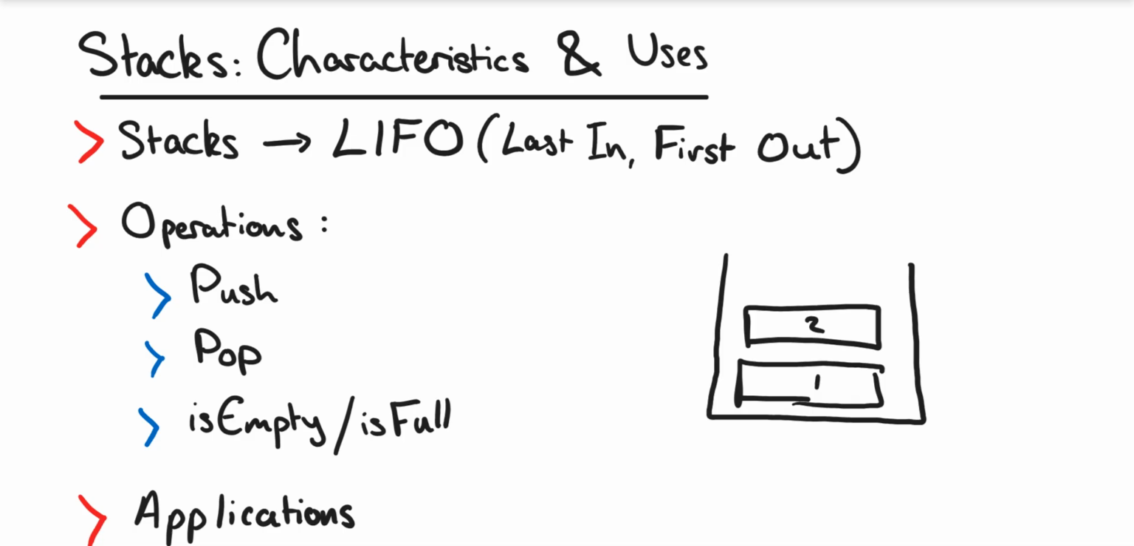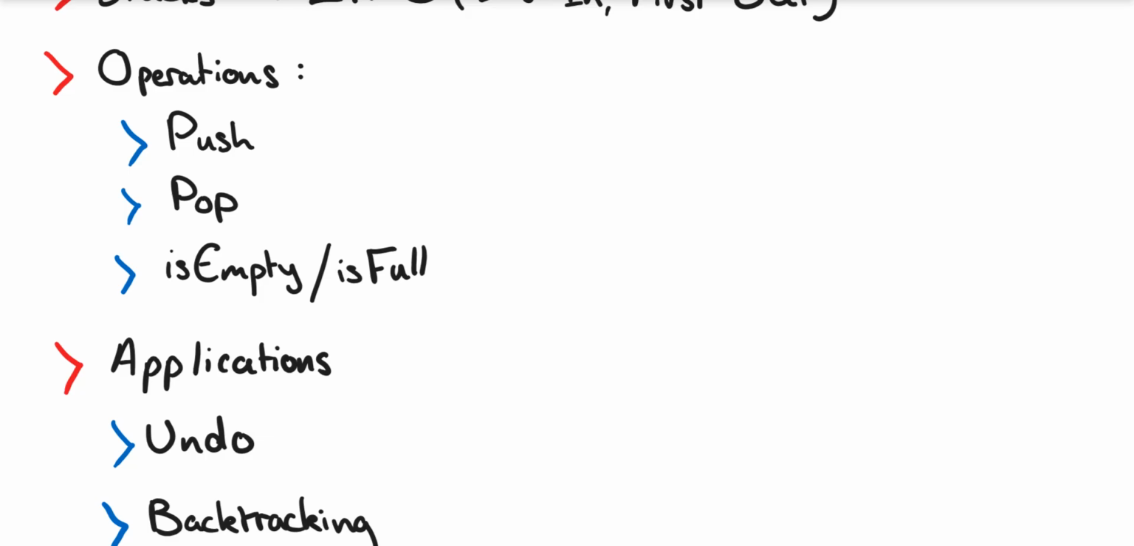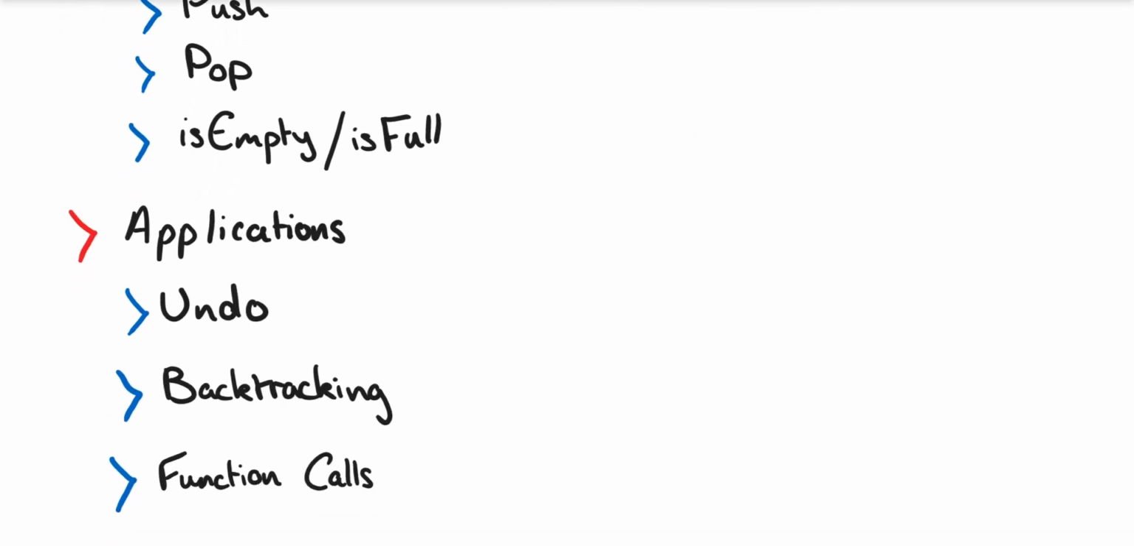The two main operations that define a stack are push, which adds an item to the top, and pop, which removes the top item. There's also isEmpty and isFull, which just check if the stack is empty or full. Stacks are used in backtracking, undoing or redoing in software, and tracking recursive function calls. Even the call stack in your computer is a stack. They're simple but powerful because of how controlled the access is. You can only deal with the top item.